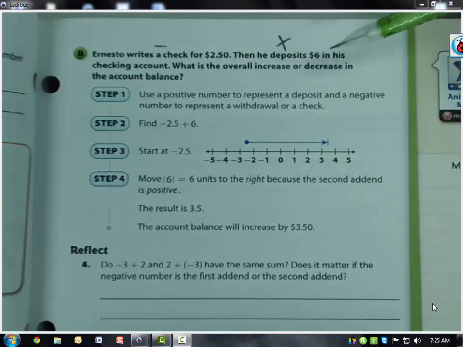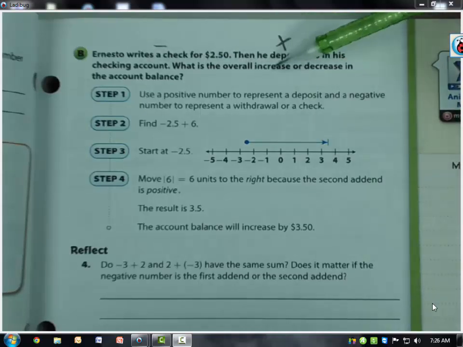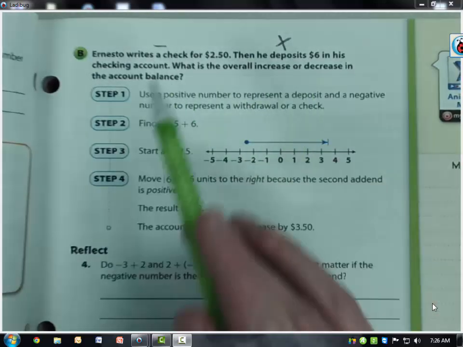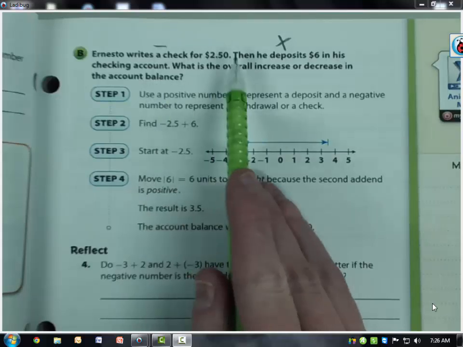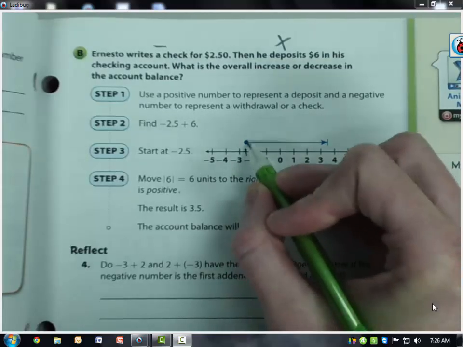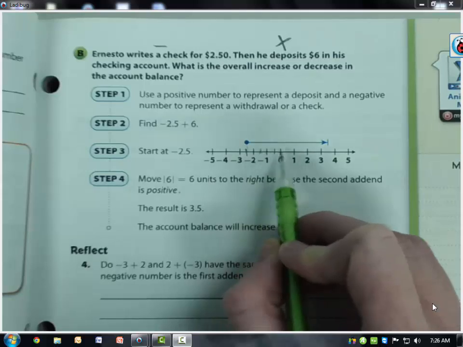Because look, we have a negative and a positive. We're going towards the negatives and then towards the positives. So here we're starting at negative 2.5, and I'm moving over 6. So 1, 2, 3, 4, 5, 6, and I land where? Good, I land at positive 3.5. 6 is larger, so that's why we're landing in the positives.